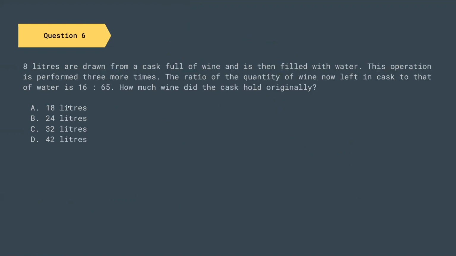So now let us go to another question. 8 liters of milk is drawn from a cask full of wine and then filled with water. This operation is performed 3 more times. That means total 4 times. This is one time and this is one time. So total 4 times was performed. The ratio of quantity of wine now left in the cask to that of water is 16 is to 65. How much wine did the cask hold originally?